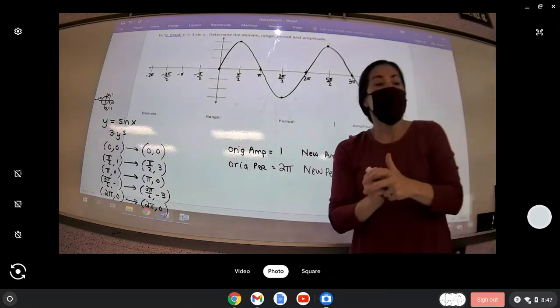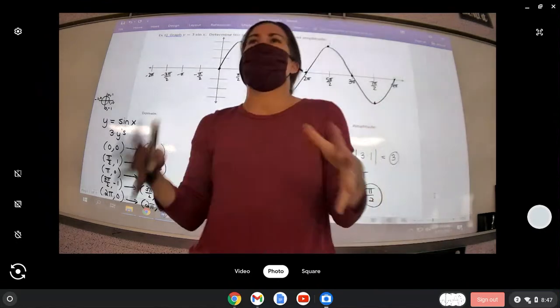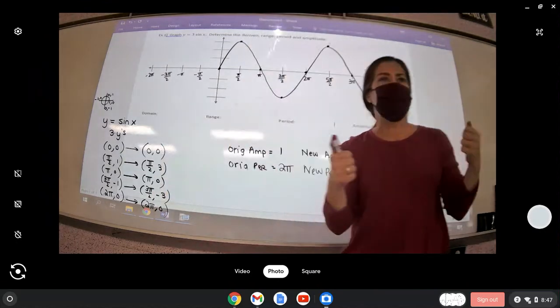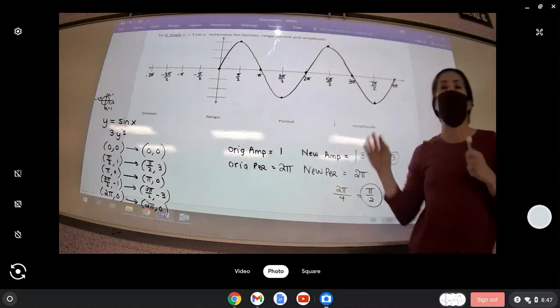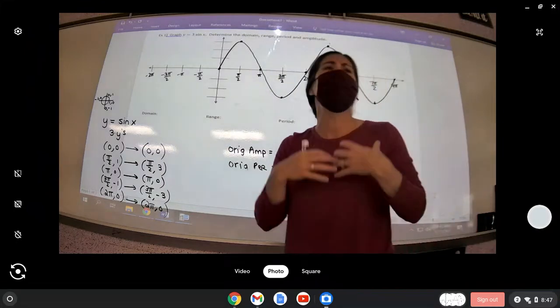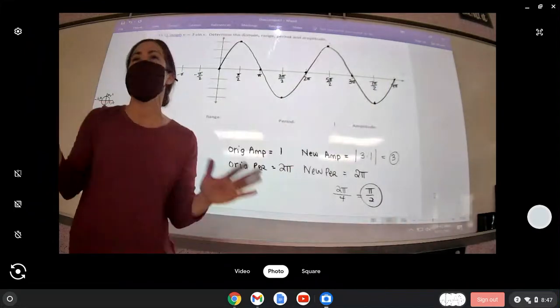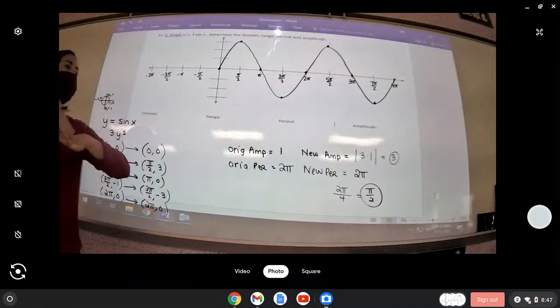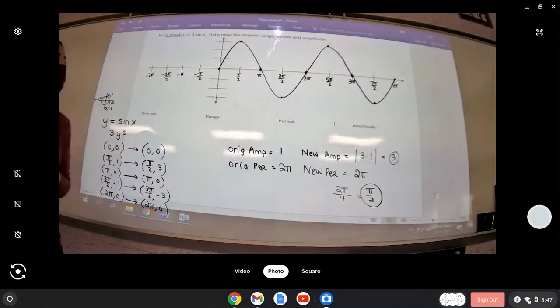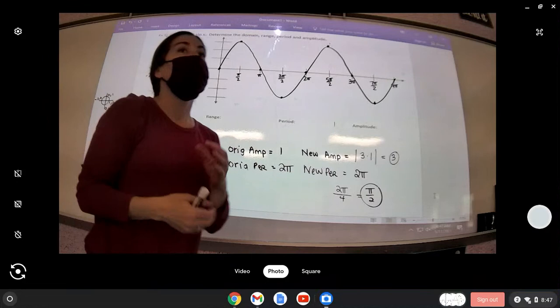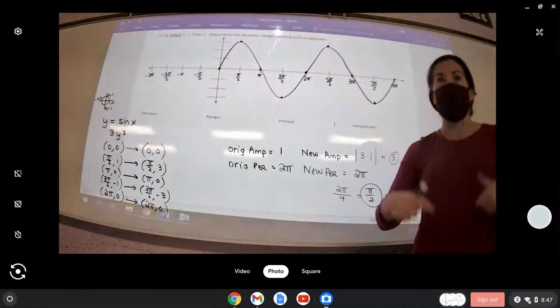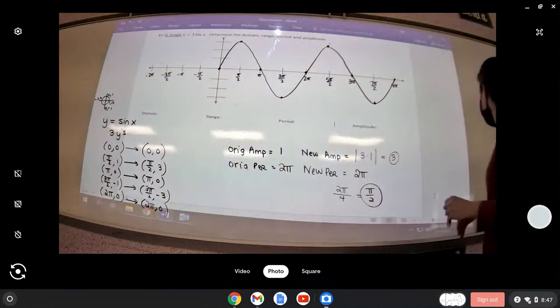Okay? So that's as simple as a transformation's ever going to get. If you don't have to change the period and you don't have to change your counting increment that creates these key points and these subintervals, that's as easy as it's ever going to get. Just creating these vertical stretches or shrinks. All right, let's do one that does affect the period, okay?